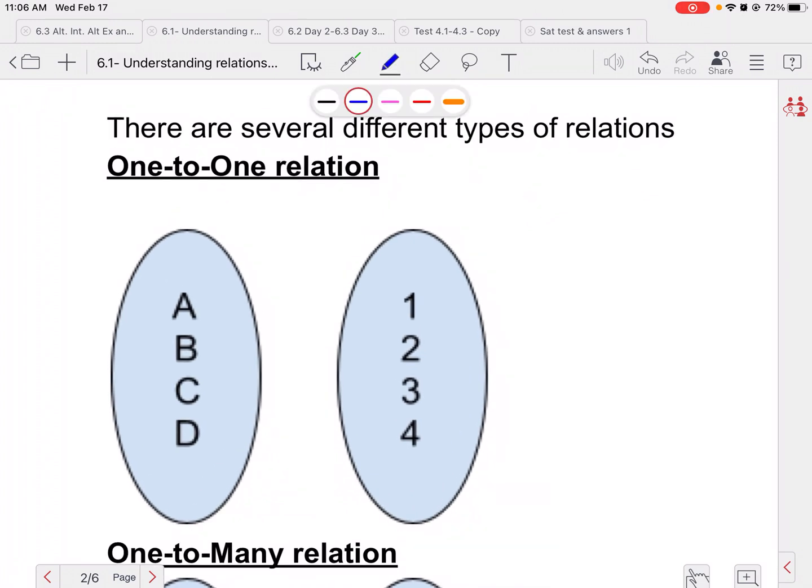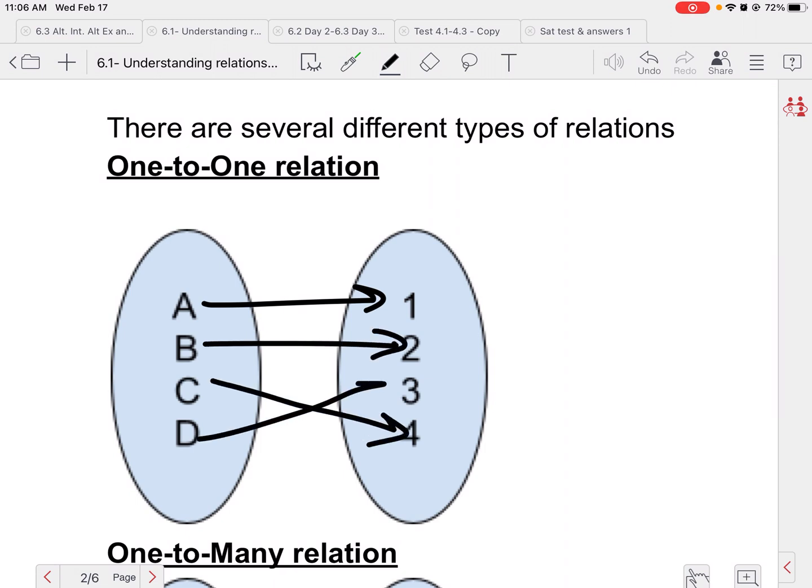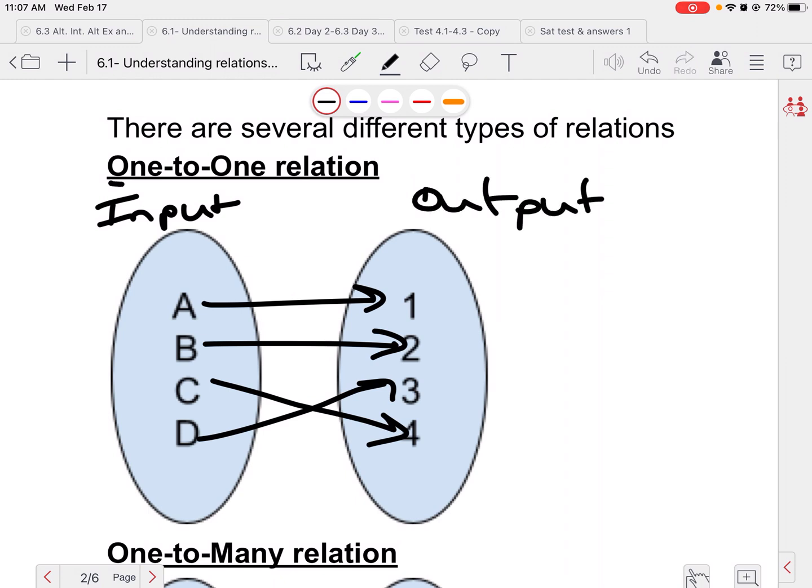There's what's called a one-to-one relation. So that means one input goes to exactly one output, okay? And they can cross each other. But you can see there's only one line going from each of these and only one line coming to each of these. So this is our input, and this is our output. So the first word is my input and the second one is my output. Okay, so that's one-to-one.